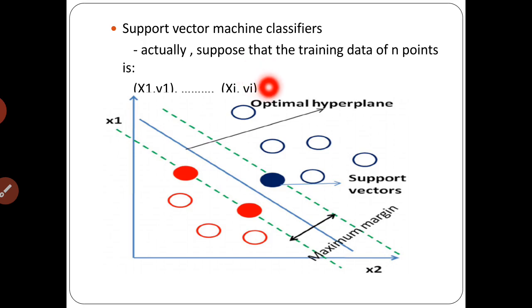So suppose the training data set has n points, represented like x1, y1, using the x-axis as well as the y-axis. So x1, y1 up to xi, yi. Here xi represents the p values of the vector point i, and yi is the binary class value. The binary class values range from +1 to -1. These two classes can be represented in the form of +1 and -1.